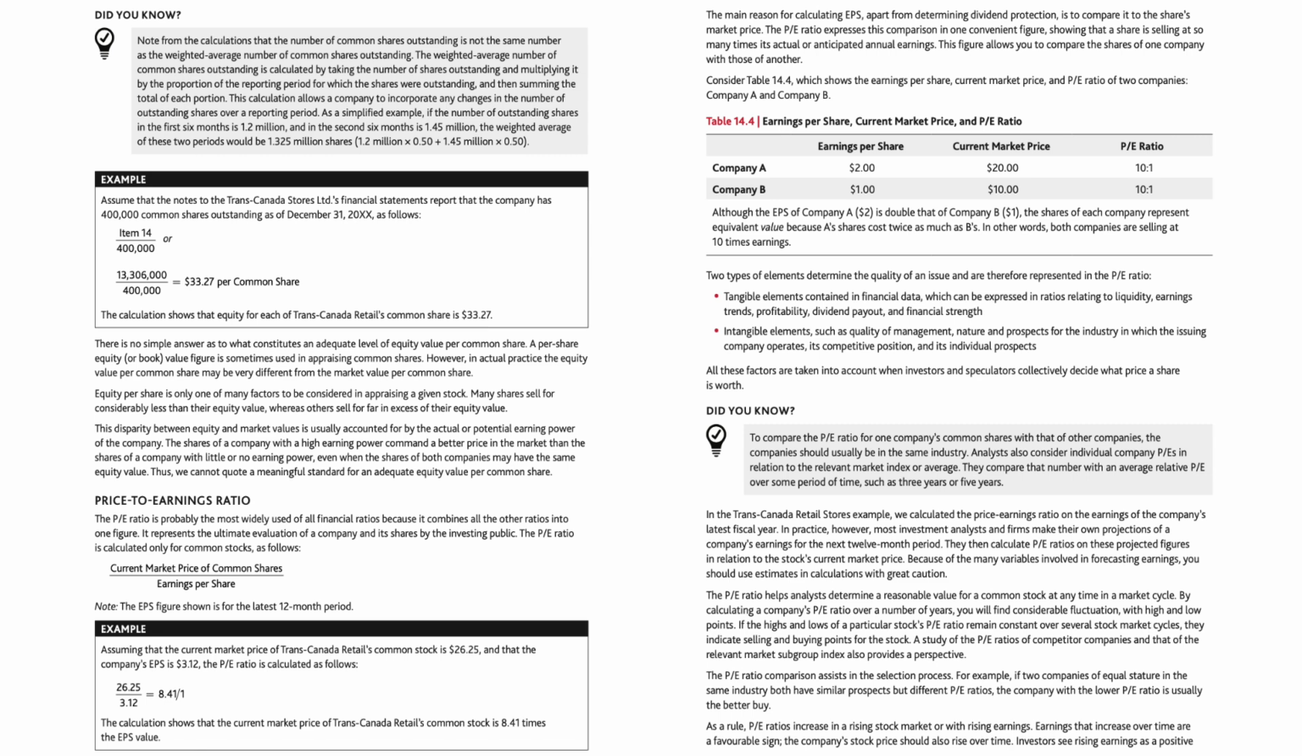Here's an example. Assuming that the current market price of TransCanada Retail's common stock is $26.25 and that the company's EPS is $3.12, the PE ratio is calculated as follows: the 26.25 divided by the 3.12. The calculation shows that the current market price of TransCanada Retail's common stock is 8.41 times the EPS value. The main reason for calculating EPS, apart from determining dividend protection, is to compare it to the share's market price.